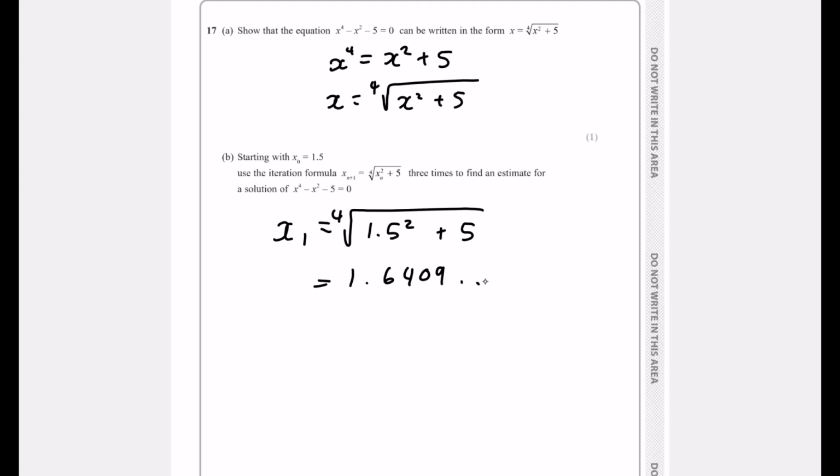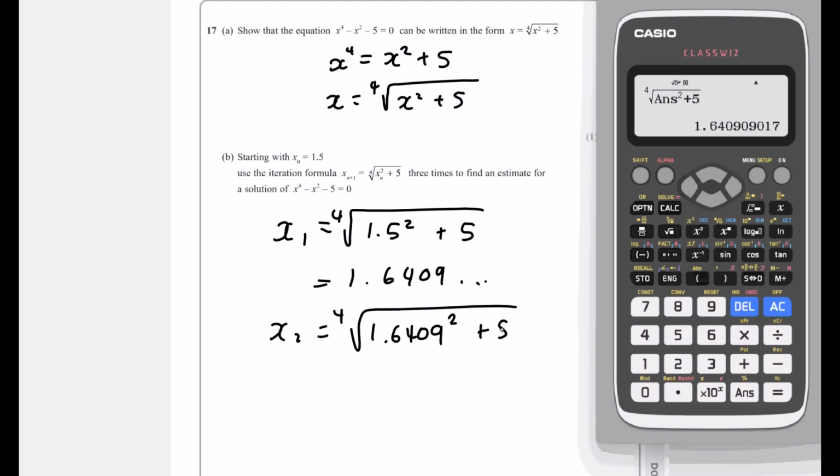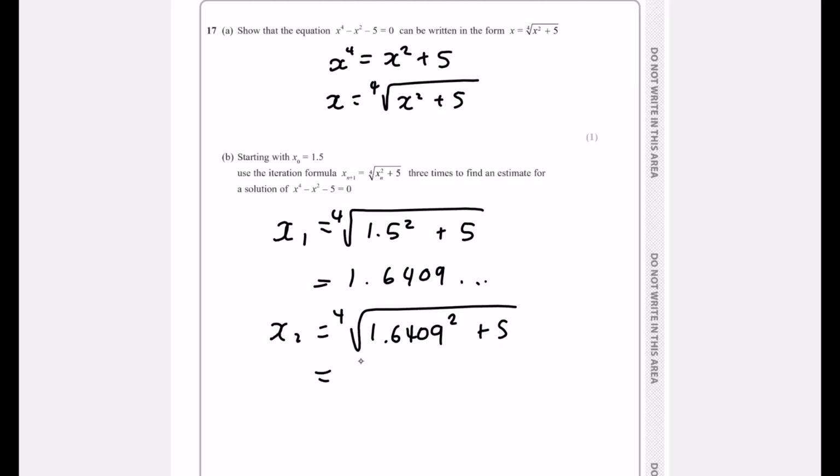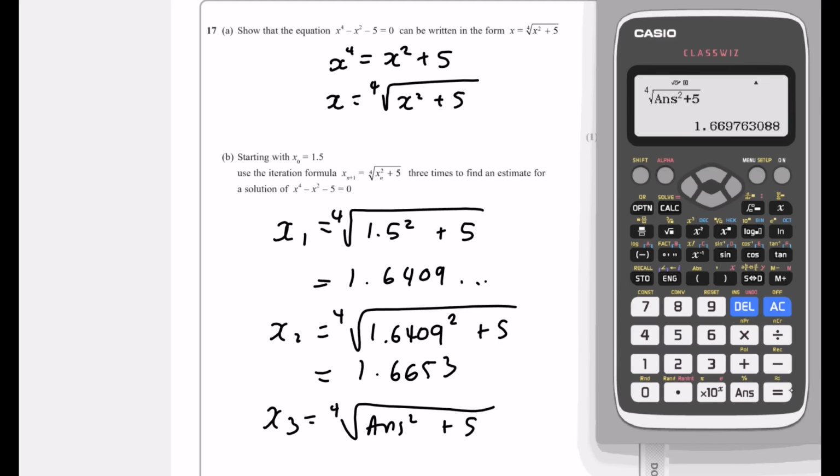And so on. And then we're putting that in to get x2. So it'll be the fourth root of 1.6409 squared plus 5. But of course I'm using the answer button. I'm not rounding it. I'm using the whole number. Press equals. And I get 1.6653. And the third time, so again the fourth root of the answer squared plus 5, 1.6698.